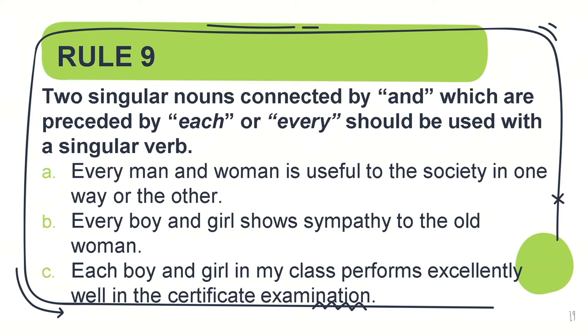Two singular nouns connected by and, which are preceded by each or every, should be used with a singular verb. Example. Every man and woman is useful to the society in one way or the other.